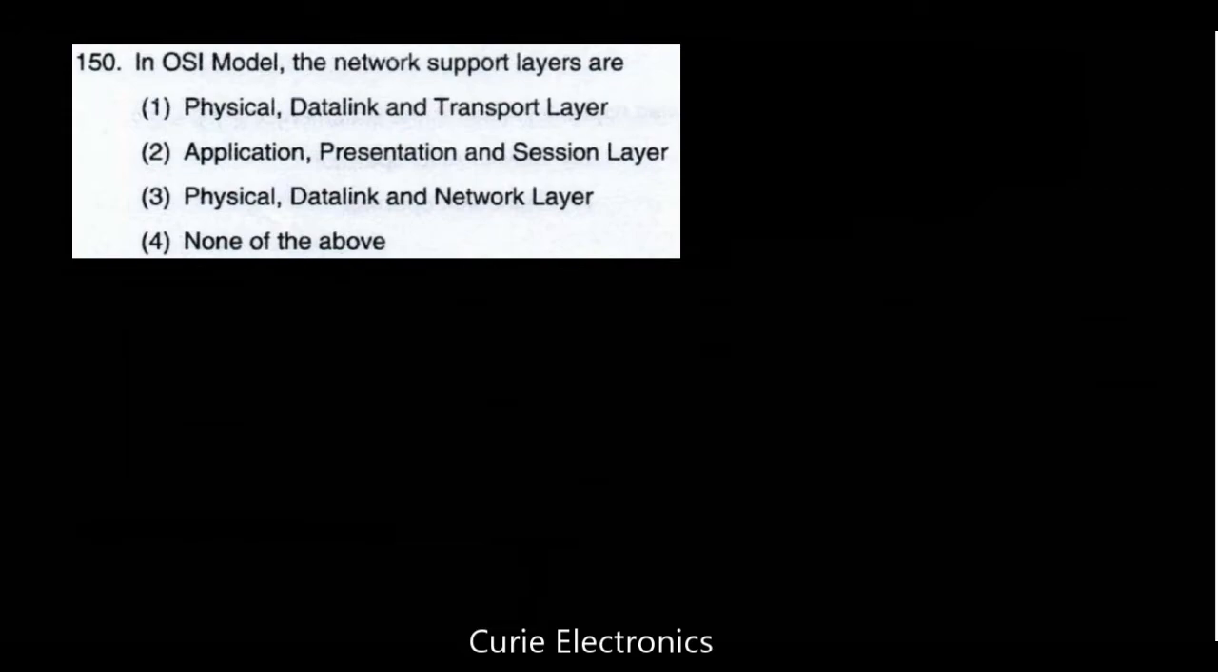In the OSI model, the network support layers are, in the OSI model, a 7-layer protocol. What are the layers in the OSI model? We have the physical layer, then the data link layer. In the OSI model, 7 layers are there.